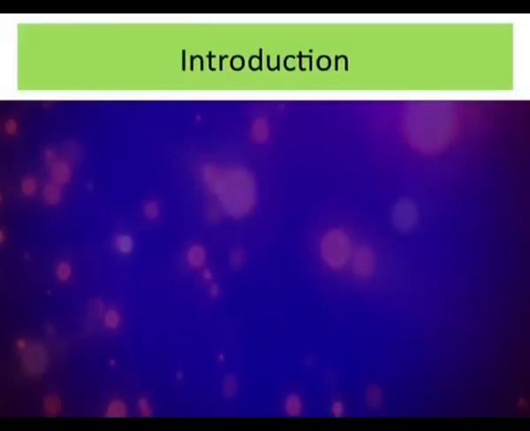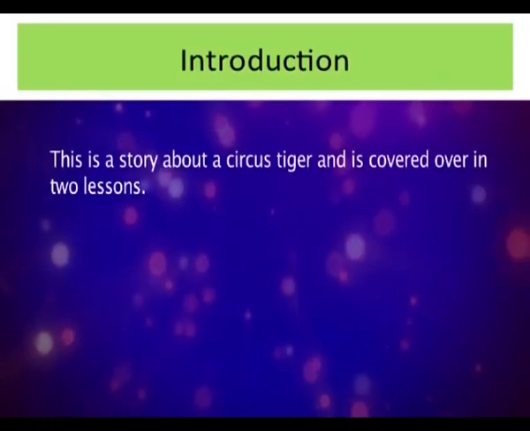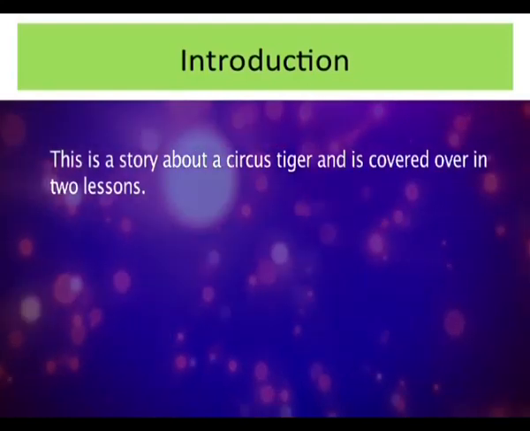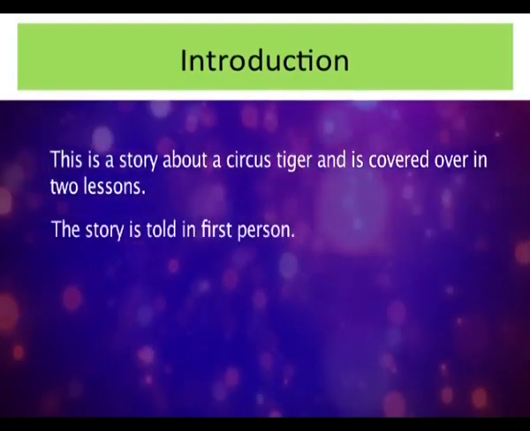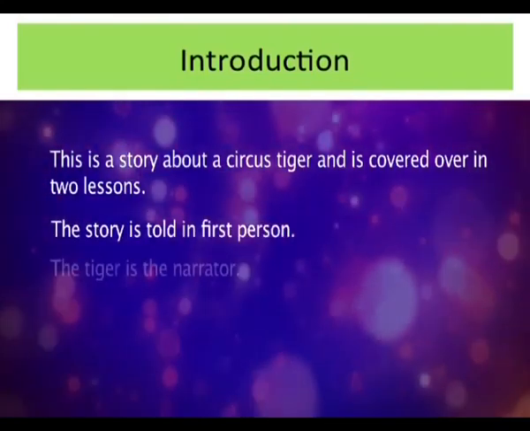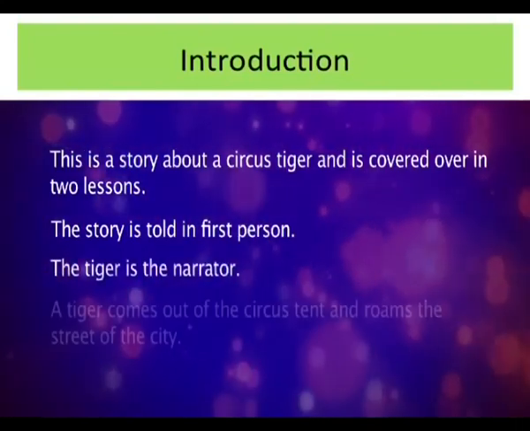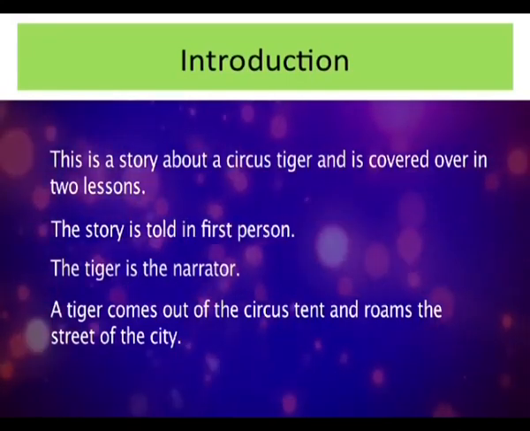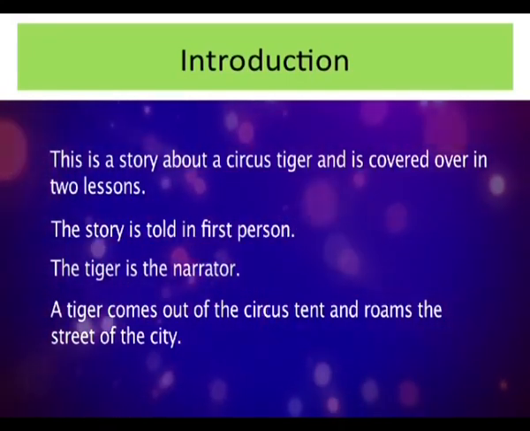Now, coming to the introduction of this story, this is a story about a circus tiger and is covered over in 2 lessons. The story is told in first person. The tiger is the narrator. In the first part, we are told about a tiger who comes out of the circus tent and roams the streets of the city. We all know that the natural home of a tiger is in forests.